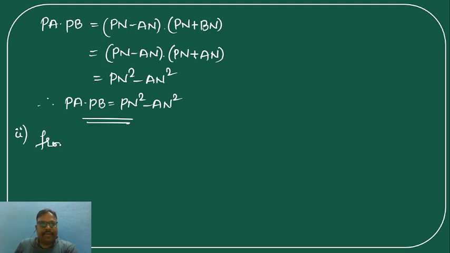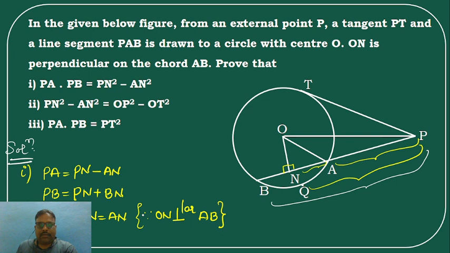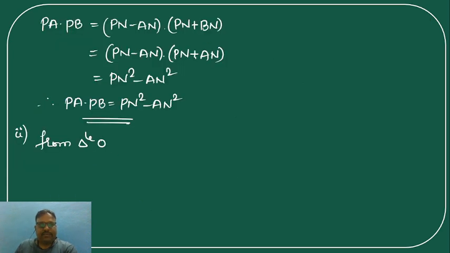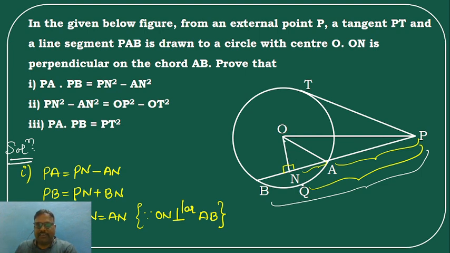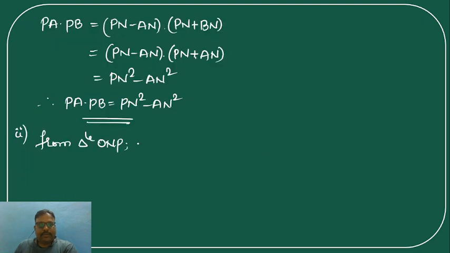From triangle ONP, since ON is perpendicular to AB, the angle will be 90 degrees. So according to the Pythagoras theorem, OP square is equal to ON square plus PN square. So from here, PN square is equal to OP square minus ON square. Let us name this as equation 1.